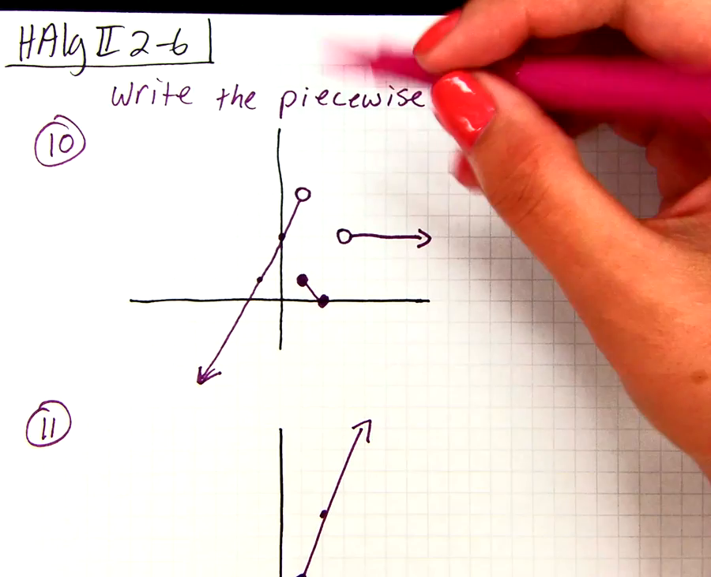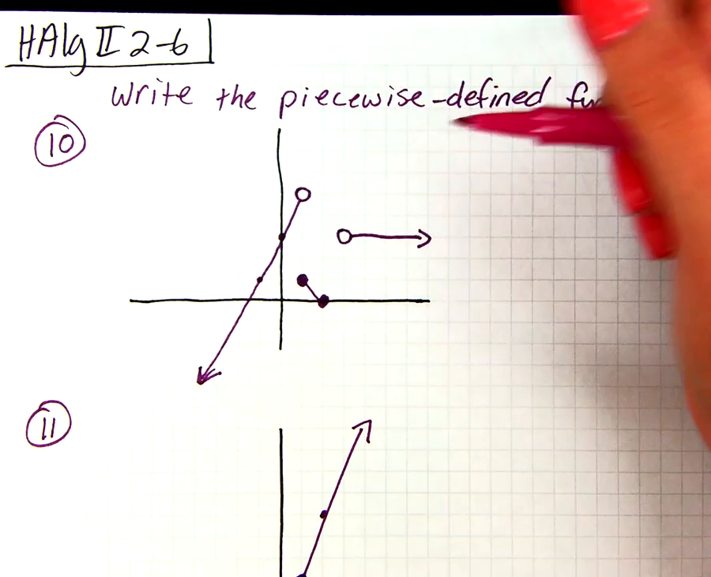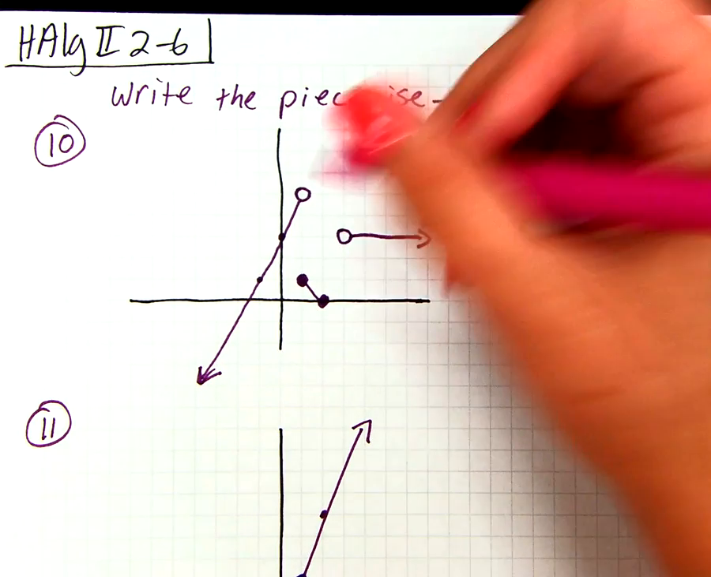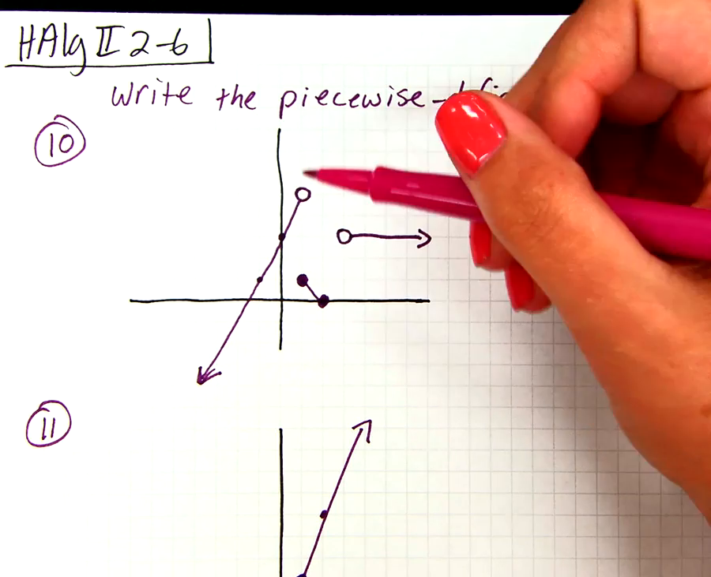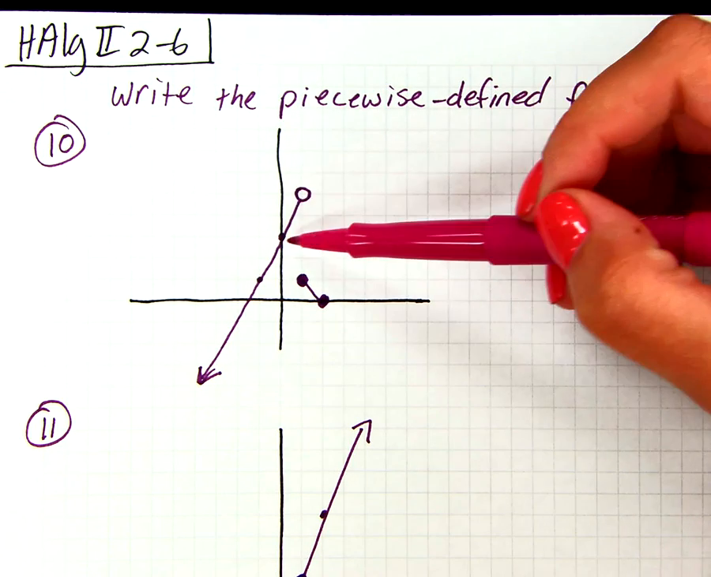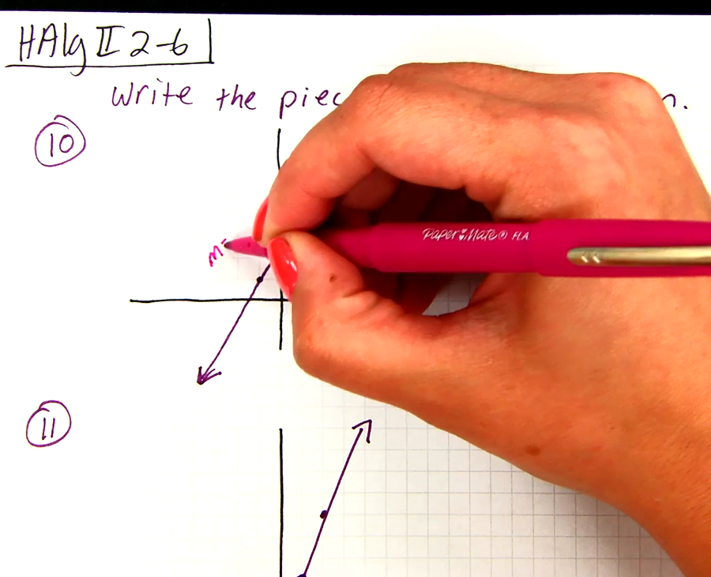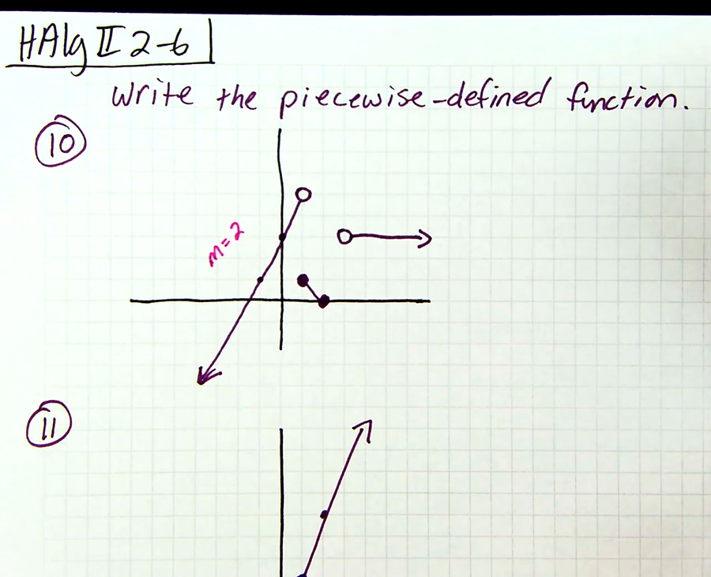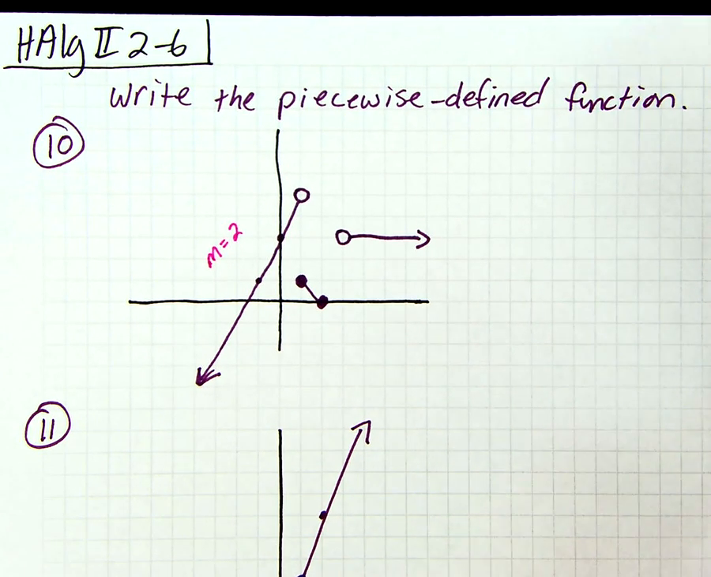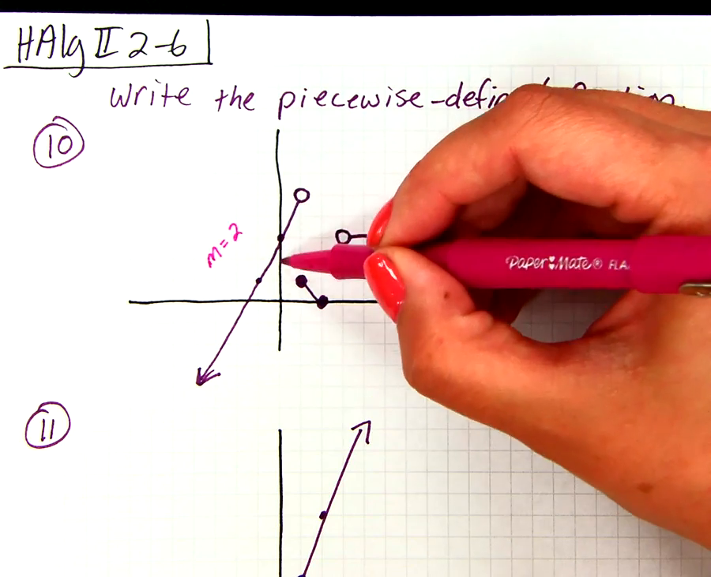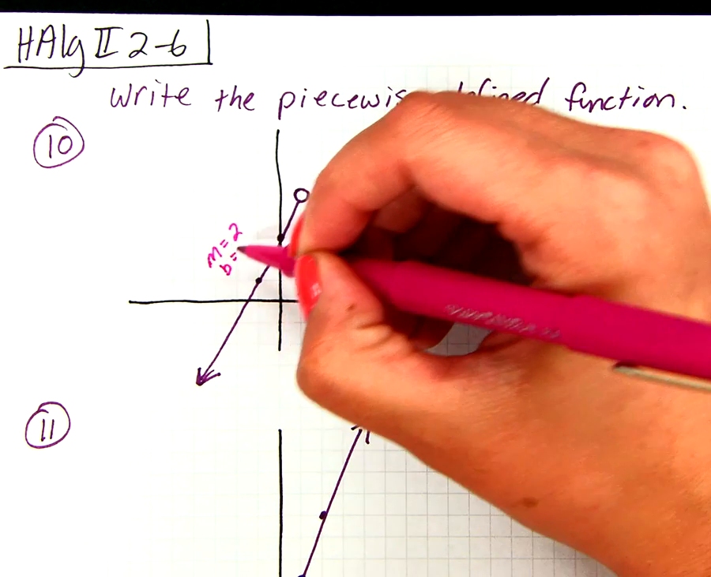As I'm looking at this, I can figure out my slope. Remember, slope is done left to right. So from this point we're going up 2 over 1. So slope is 2. And then we want to see if we can figure out our y-intercept. So our y-intercept is at 1, 2, 3. So that's our b value.